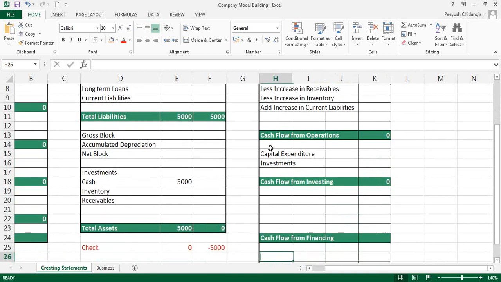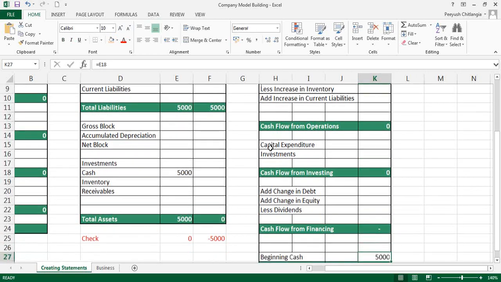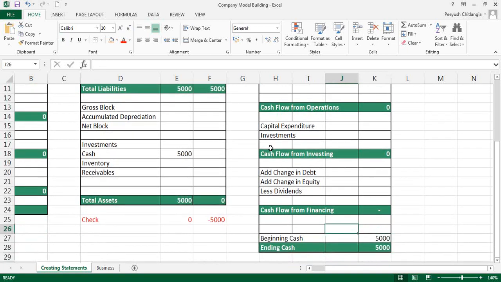And then we go to cash flow from financing activities where you add any change in debt, you add any change in equity of the firm, whether the firm has raised money on equity, and you remove any dividends paid. So what we get eventually is change in debt plus change in equity minus any dividends paid, and that gives us a zero number as well, right?